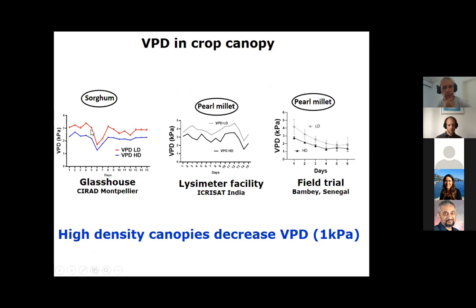Basically, the top graph is VPD under low density. So we've got a higher VPD in the low density stands. That's the case of the red line here, the gray line here, the gray line here. So it happens all the time at different stages of the crop. We've got a benefit in terms of VPD because the evaporative demand is going to be lower in a high density stand. So that's very, very important.